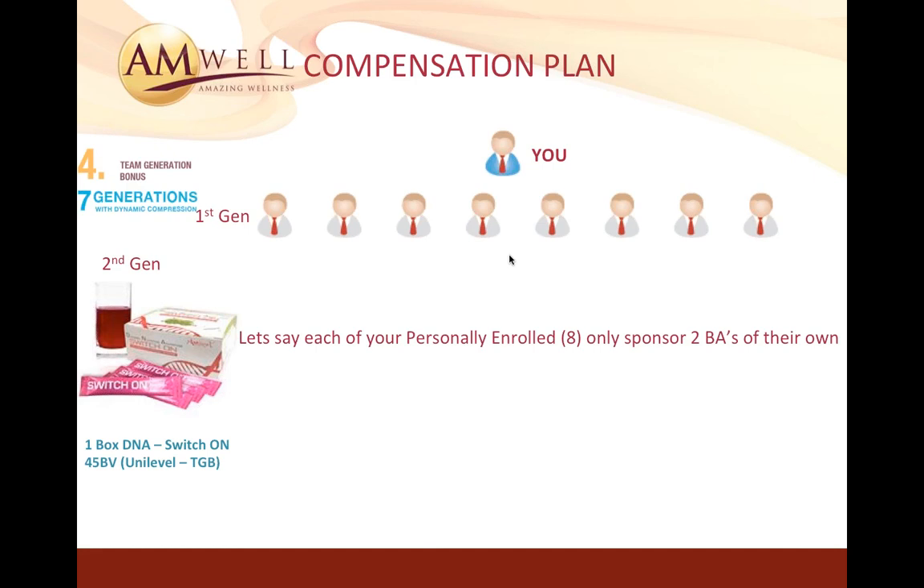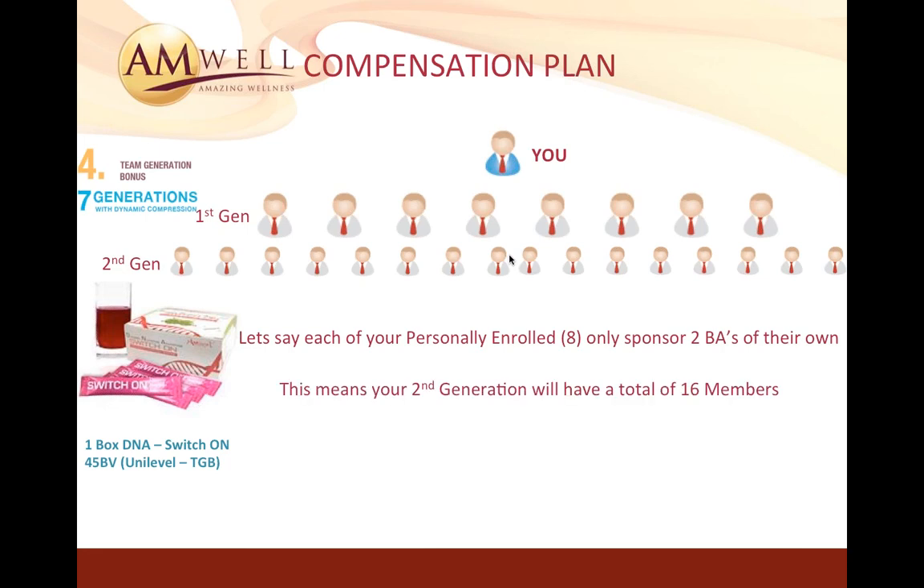So let's say your second generation. Now I know not everybody's going to have a full team of 8 who sponsor 8, but let's say these people that you brought in get at least 2. So these 8 people that you brought in go out and they do 2 each. Okay? Anybody that they bring in would be your second generation. This means if your 8 get 2 each, that means you have a total of 16 members on your second generation. If everybody in this example all purchase the DNA, which is 45 business volume, that'd be 720 BV on your second generation.